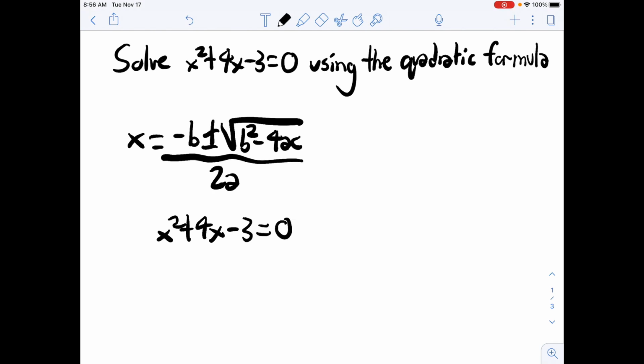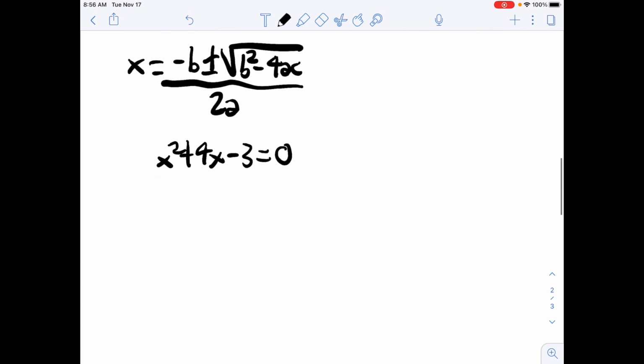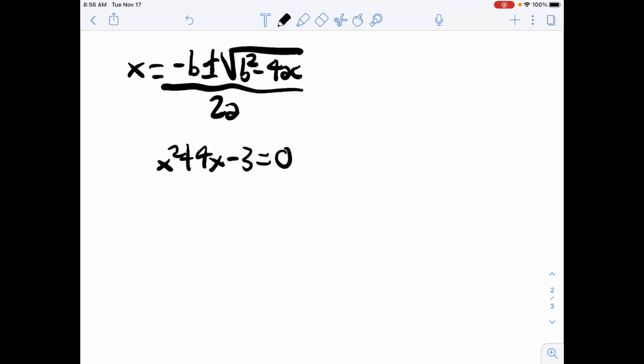We need to find out which of these numbers are a, b, and c. So we're going to put the general form of the equation, ax squared plus bx plus c, and we're going to find out which values are which by looking at this. So you can see that there's an invisible 1 in front of the x squared, and this matches up with a. This 4 matches up with b, so b is 4, and then c is negative 3, so we got to keep in mind the negative, so we're adding negative 3.